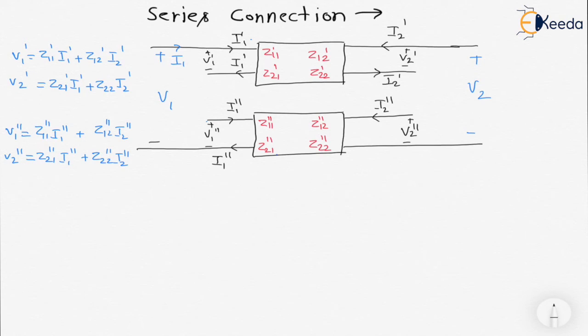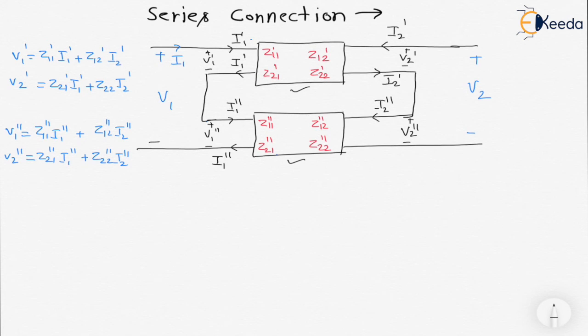Let us assume we have two independent networks. This is network number 1 and this is network number 2. We are going to connect them in series. Series means the voltage will be adding and the current will be the same. So how can we connect? We can connect like this, and like this in the output terminal.